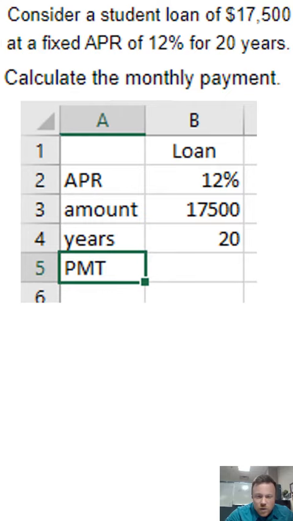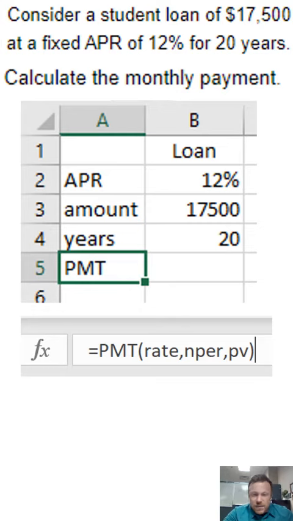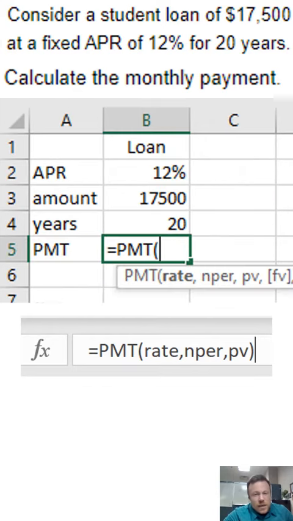Now, when we're calculating monthly payment in Excel, we're going to use the PMT function, which asks for something a little different than that. It asks for the rate, the NPER, the number of payments, or the number of periods, and the PV, or the principal value. So we're pretty close to having exactly what we need.